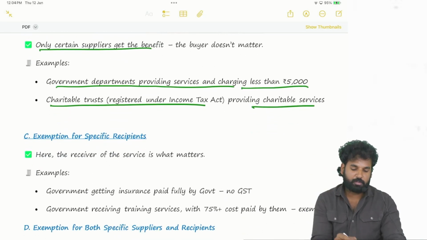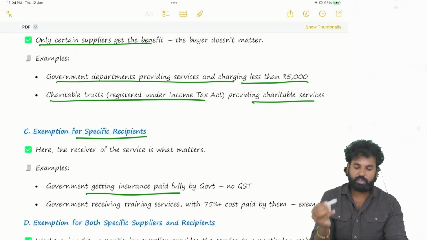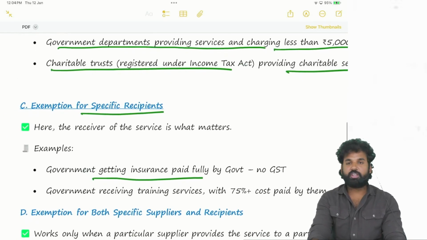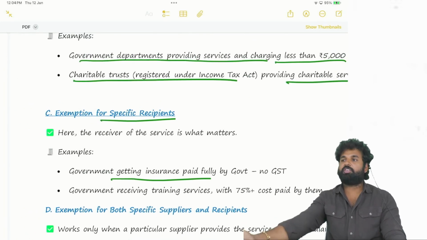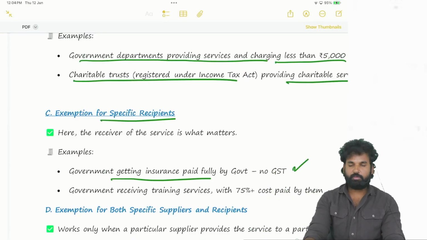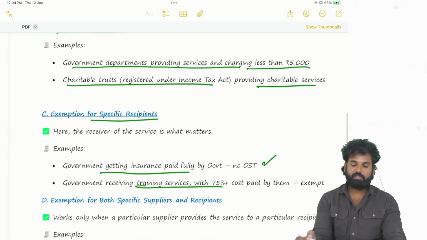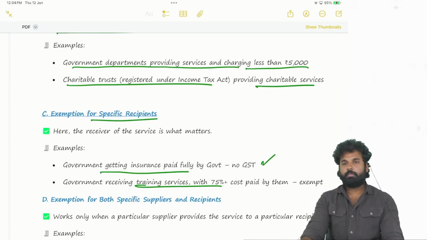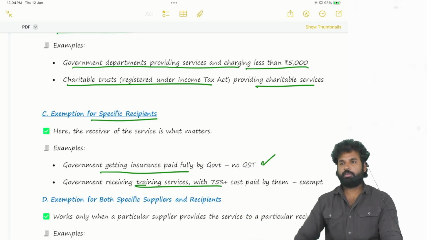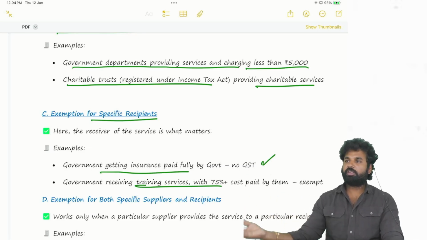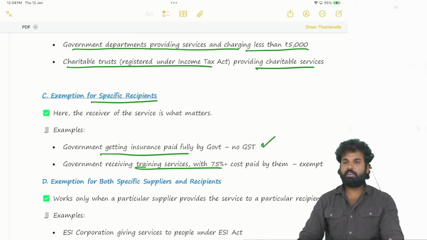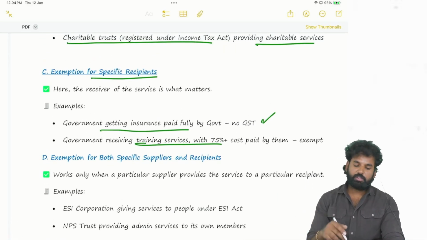Likewise, exemptions for specified recipients. For example, government getting insurance paid fully by the government. The government is getting insurance services from the insurance companies. That is no GST, exempted. Government receiving training services with 75% plus of the cost paid by them is exempt. Training services means the government wants skill development, so the government outsourced the work to some persons. The government is receiving skill development services from an outsourcing company. For training services for which the government is giving 75% of the cost, that is also given as an exemption.